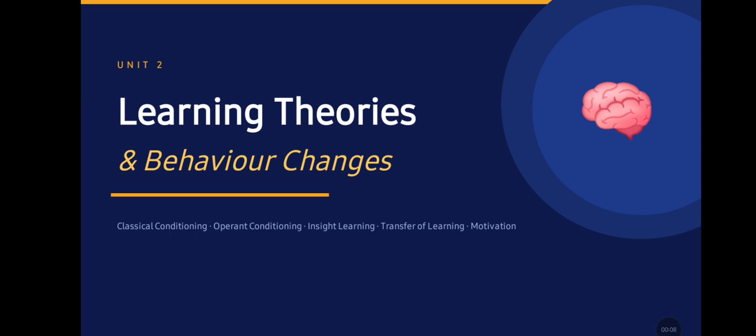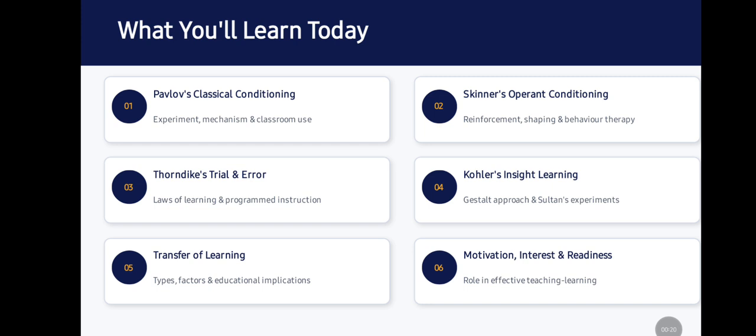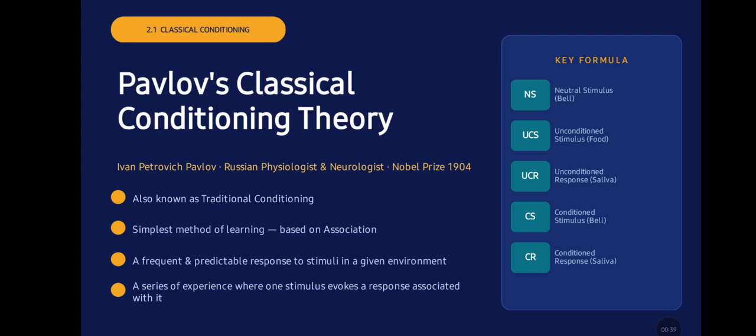Today we'll see learning theories and behavioral changes: classical conditioning, operant conditioning, insight learning, transfer of learning, motivation. So what you will learn today is Pavlov's classical conditioning, Skinner's operant conditioning, Thorndike's trial and error, Kohler's insight learning, transfer of learning, motivation, interest and readiness. So first we'll go through classical conditioning.